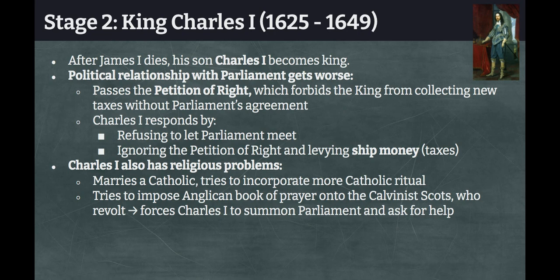They don't like him. And so in an attempt to take some power back from the monarchy, they pass something called the Petition of Right. What this does is it forbids the king from collecting new taxes without Parliament's agreement, right? So like, hey, king, if you want to collect money, you can't be like Louis XIV. You can't just go out and grab it for yourself. You've got to talk to us first, right?